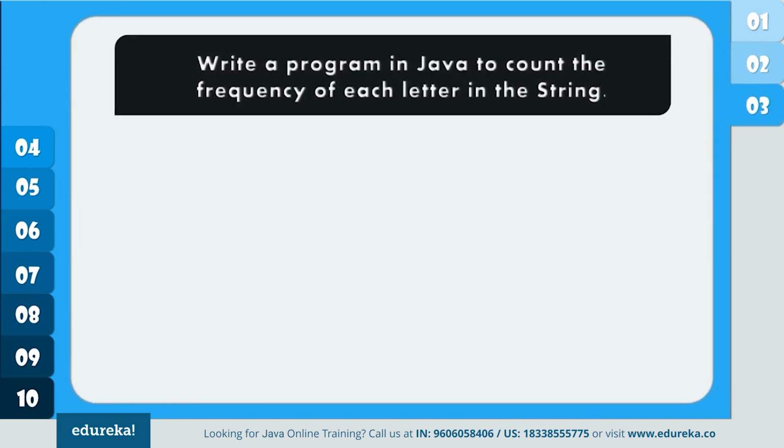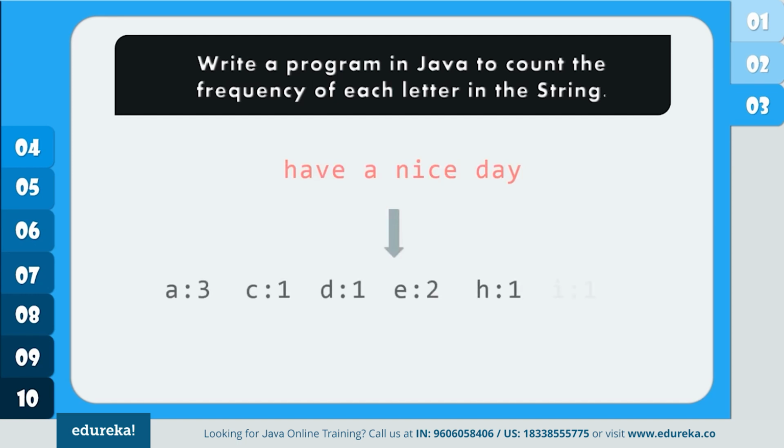Problem statement goes like this. It says to write a program in Java to count the frequency of each letter in the string. In this program, you have to check the frequency of the characters present in the given string. So for example, you have a statement, have a nice day, and it has to display the frequency accordingly, that the occurrence of a is 3, c is 1, d is 1, h is 1, and so on. Let's take a look at the code to understand its working.